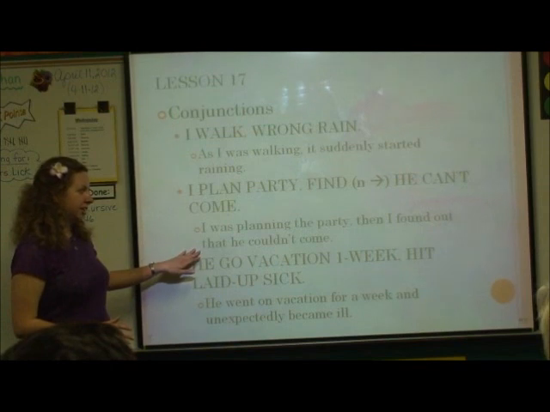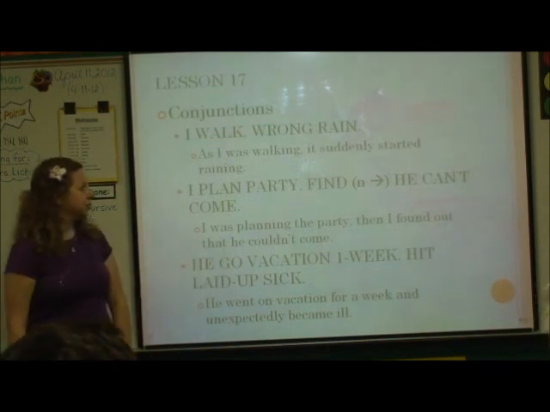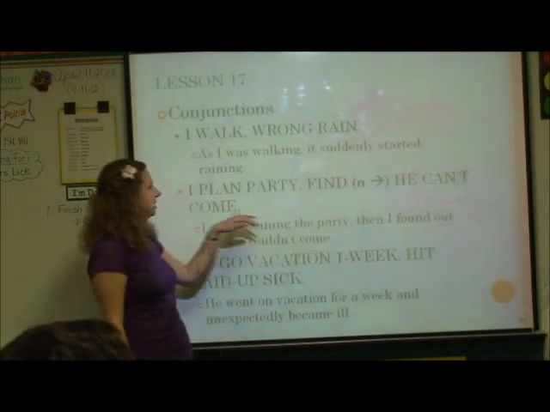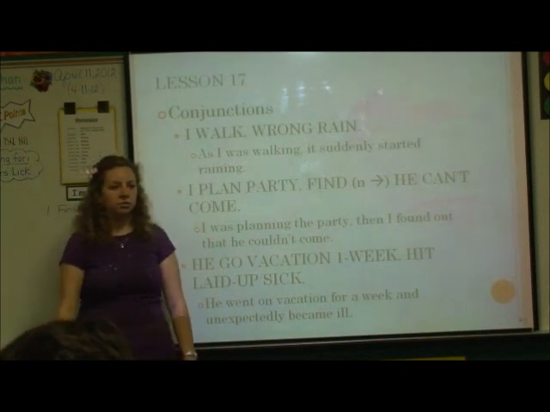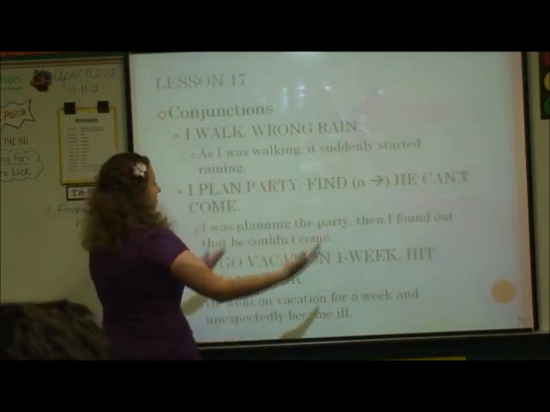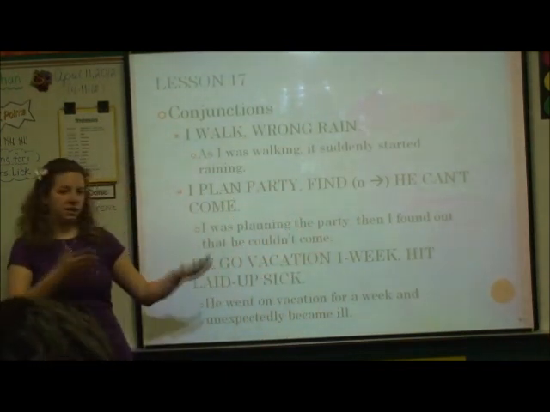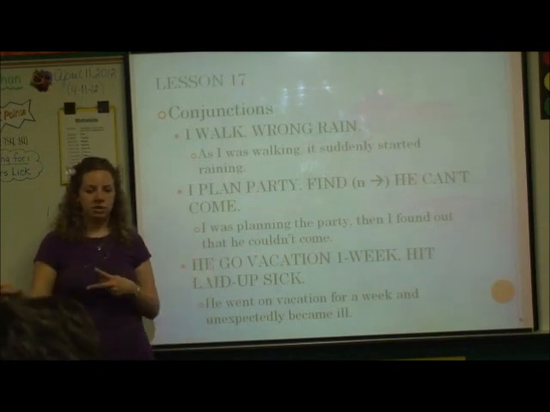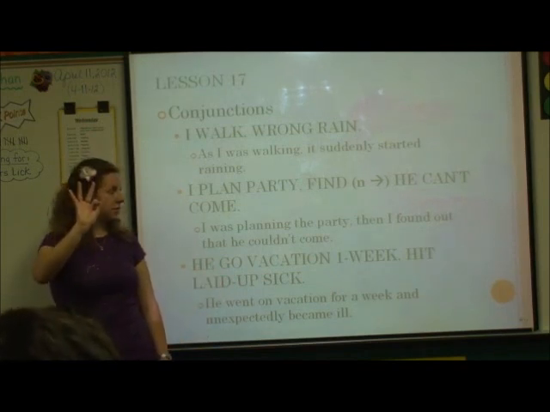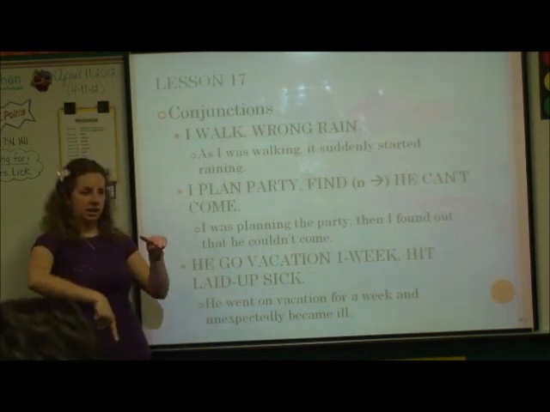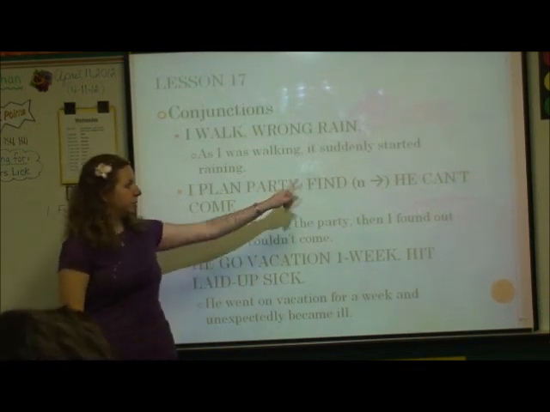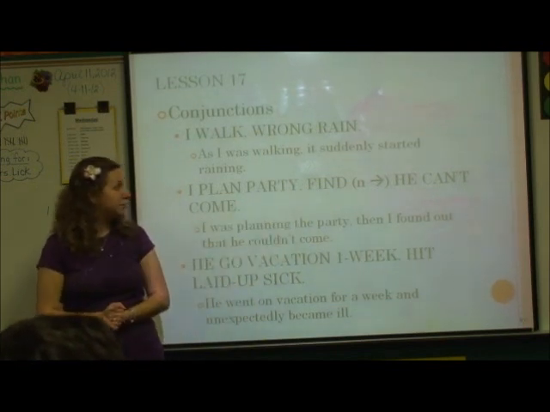Okay, I was planning the party, then I found out that he couldn't come. Okay? So, I plan party, find, and then the negation was referring to he can't come. Okay? So let's do the signs. So I, okay, and then plan, this is plan. So this way, plan or prepare. Plan, party, so it's with P's going both ways together. And then find, and then he can't come. Okay, so now do it like you would, and remember the negation part on the he can't come. So I plan party, so.